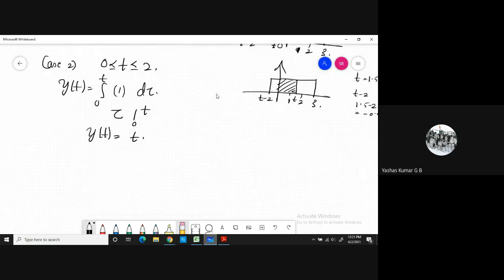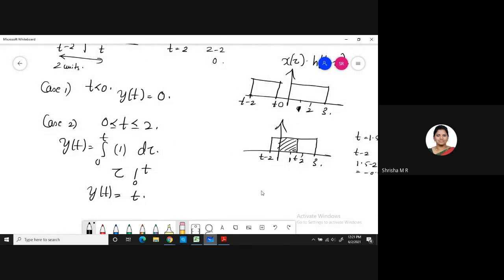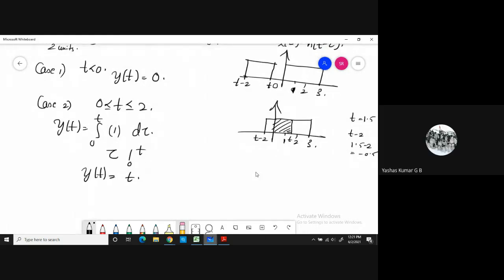Ma'am, we can choose 0 to 1 now, ma'am. Yeah, you take 0 to 1 also, or between 0 to 2, anywhere. Ma'am, how to consider that interval as 0 to 2, ma'am? We can also take 0 to 1, no, ma'am, interval for case 2.